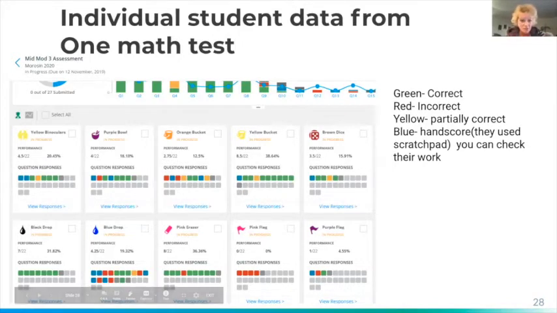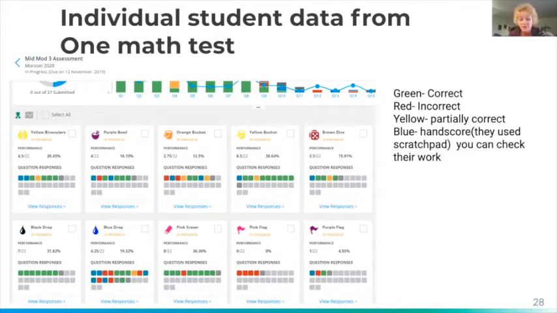that green is correct, red is incorrect, yellow is partially correct. And then the blue, this was new to me because you'll see a lot of blue on my students' data, that you can actually go in and hand score because there's a scratch pad available on it. So they may have the answer right, they may have the answer wrong, but there's an actual scratch pad that the students can use. So you can go in and look at their work that they did on the scratch pad and maybe give them partial credit for something, but you can also see the mistakes that they might be making on their scratch pad.